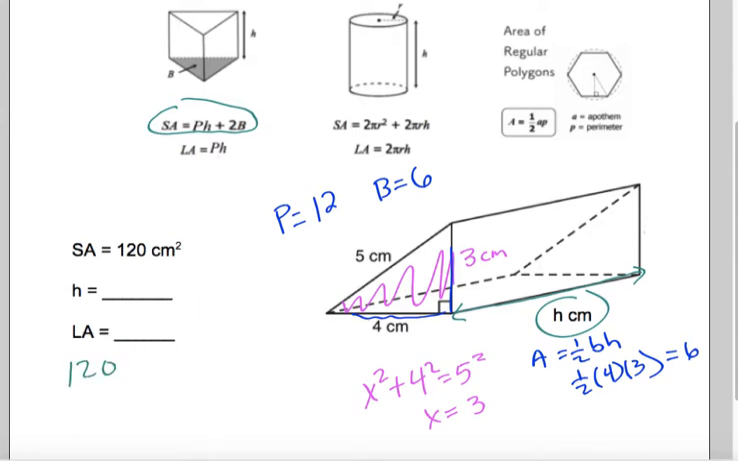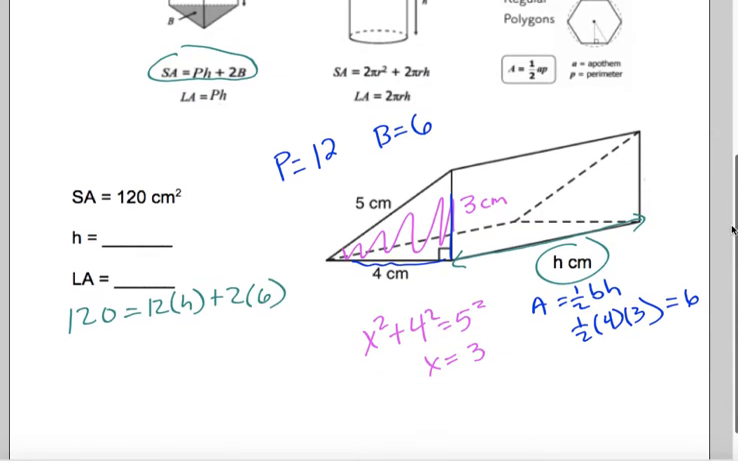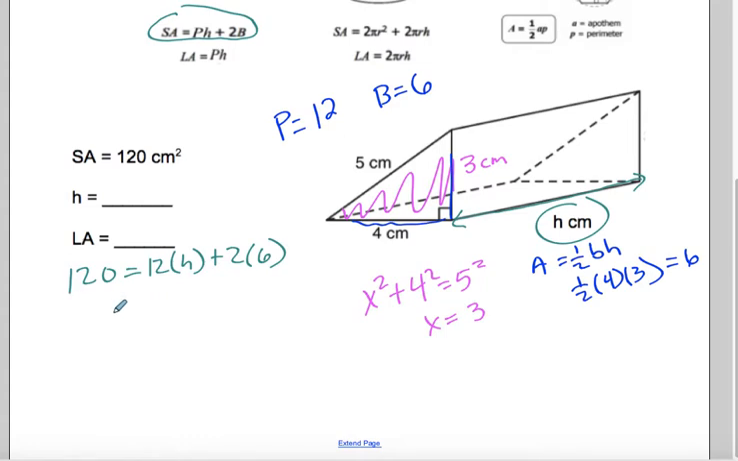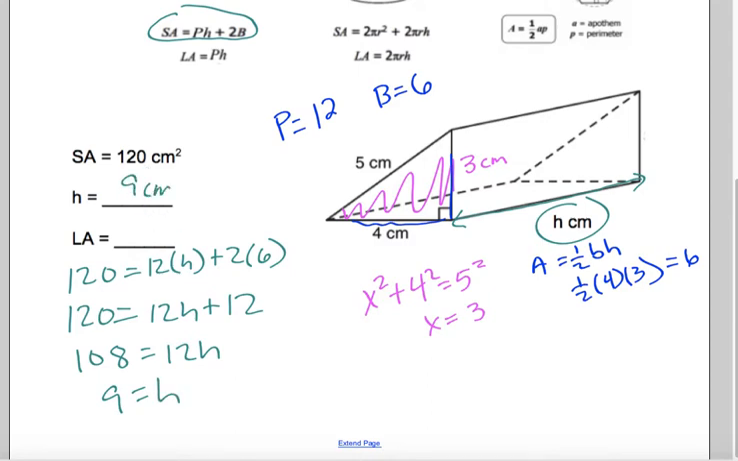So I'm going to be solving 120 equals P, which is 12, times H, which I don't know, plus 2 times B, which I do know is 6. So looking at this, simplifying, we have 120 equals 12H plus 12, because 2 times 6 is 12. And so solving 120 minus 12 is 108. So 12H is 108. Dividing by 12, I get 9 for my height. So 9 centimeters is going to be the height.